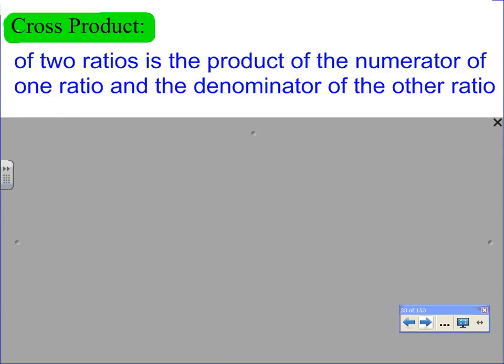All right, page 7 of your notes, let's continue. Cross product. So I told you about this a little bit yesterday. Your book does not start this until this lesson. They don't really bring this up until now. So you kind of already know how to do this. A cross product of 2 ratios is the product of the numerator of one ratio and the denominator of the other ratio. And again, if your back is to the smartboard, feel free to turn around if you need to.